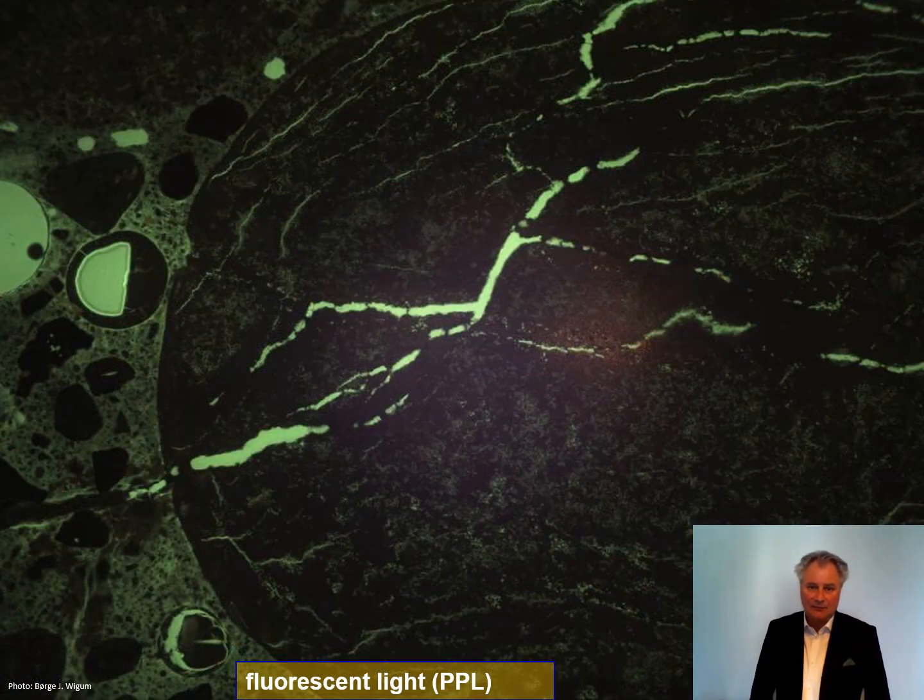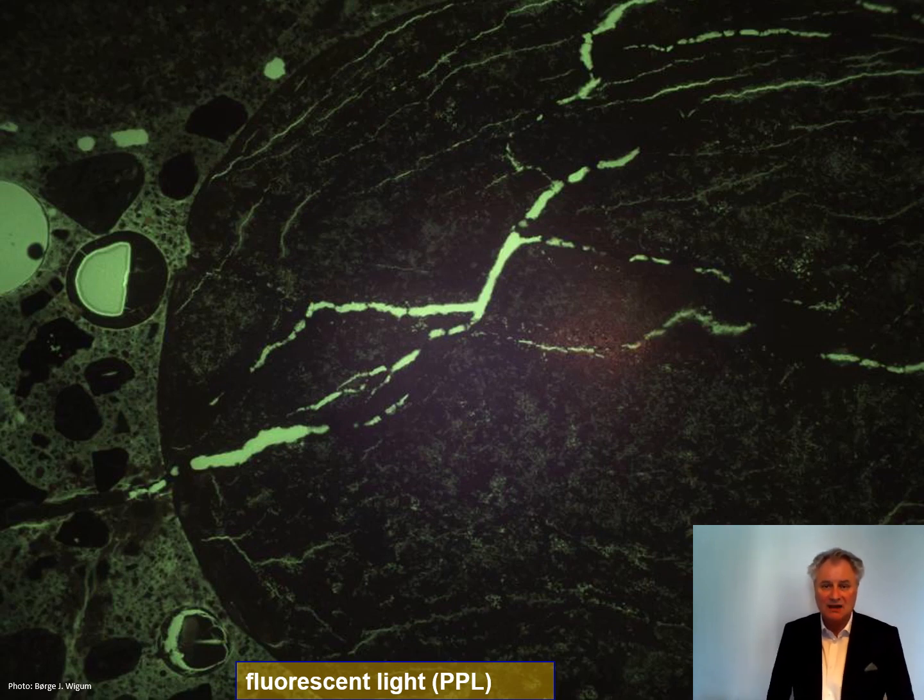Here you have it in fluorescence light, because the epoxy we used when we made this thin section had a fluorescence dye. So when we put on the fluorescence light, we can see even more in detail the main cracks, but also some minor cracks that have developed in these aggregate particles.